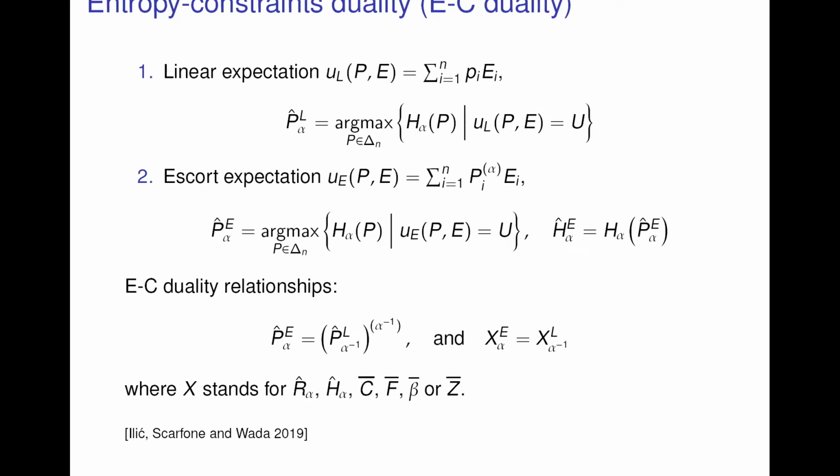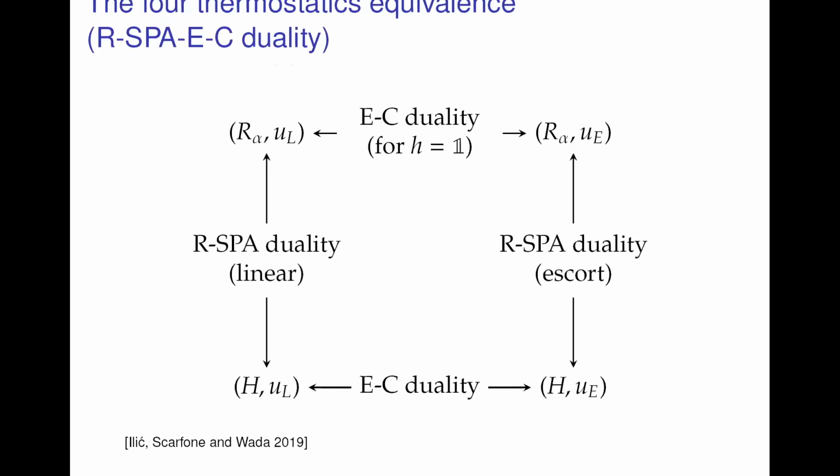We can use different kinds of constraints, as we mentioned before, that we use the escort weights instead of linear weights. Here is just to prove from a thermodynamical point of view that we could also relate thermodynamics based on escort constraints, and based on linear constraints we can somehow put them equivalent. If we can come to this kind of diagram.